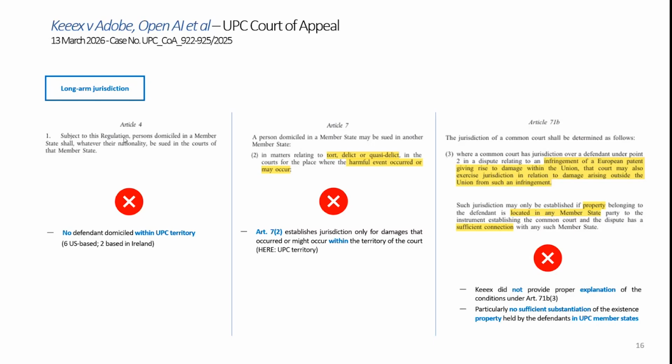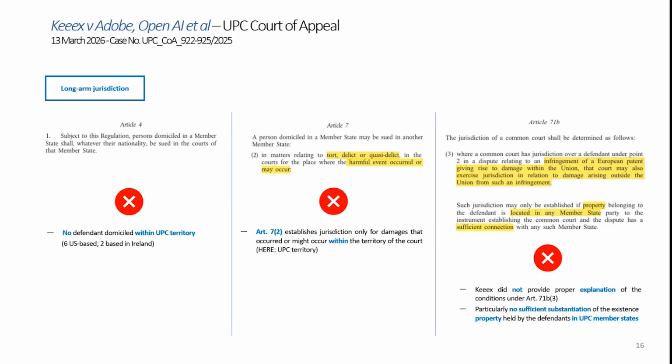Article 4 was not applicable clearly because none of the defendants, as I said already, were domiciled within the UPC territory. And again, this provision really opens up the jurisdiction of the UPC if the party is domiciled within the UPC territory. So this was not the case here. Article 4 was not applicable. Then Article 7.2 creates the jurisdiction in the place of the court where the infringement occurred or may occur.